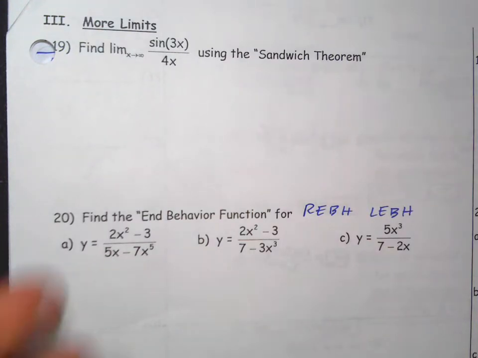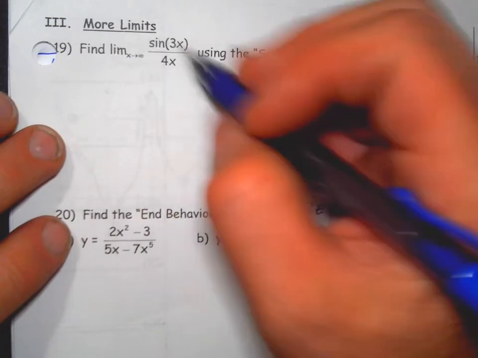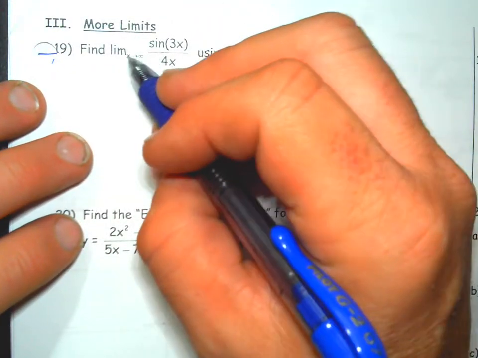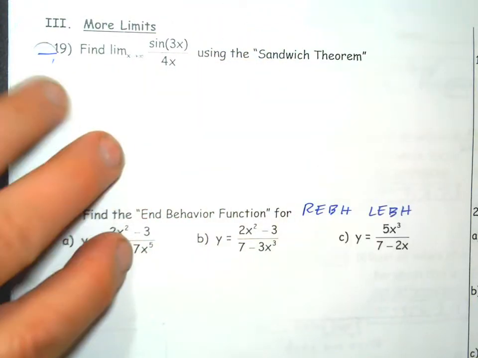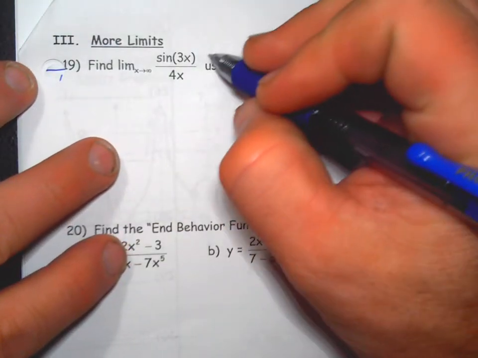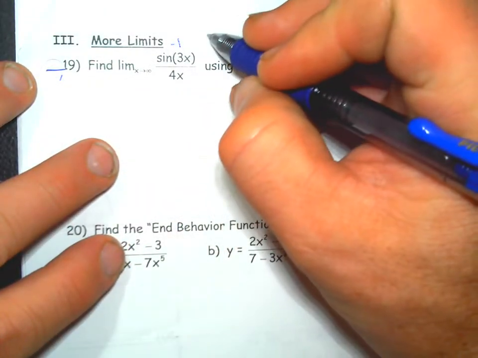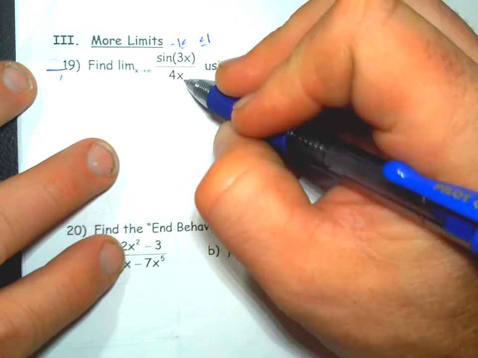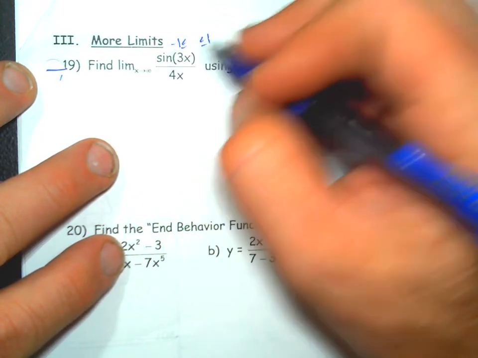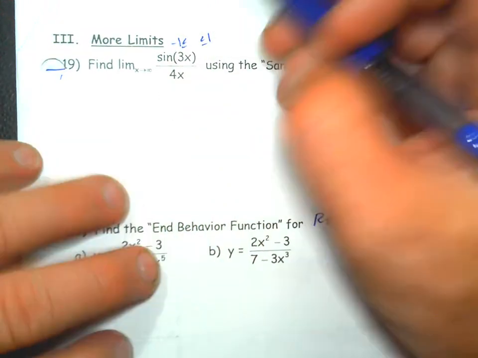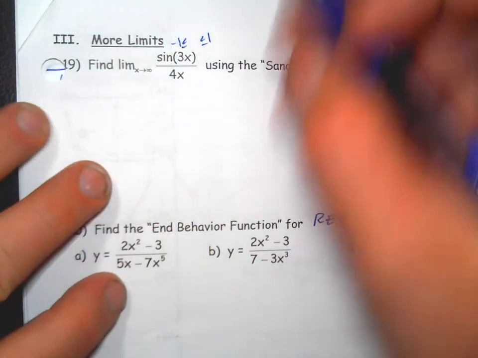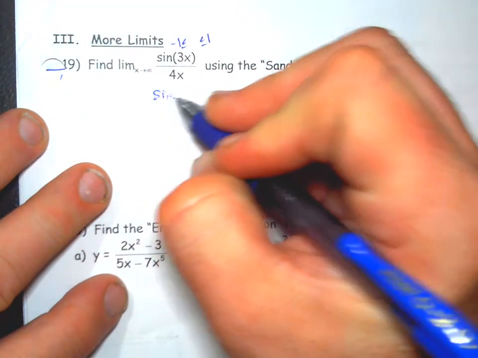Next one's a good sandwich theorem one. This is not the one where x goes to 0; that's a different case. In reality, you might say this is between -1 and 1, and this is going to infinity. Any number between -1 and 1 divided by infinity is going to be 0. So my instinct is the answer is 0, but I want you to show me.